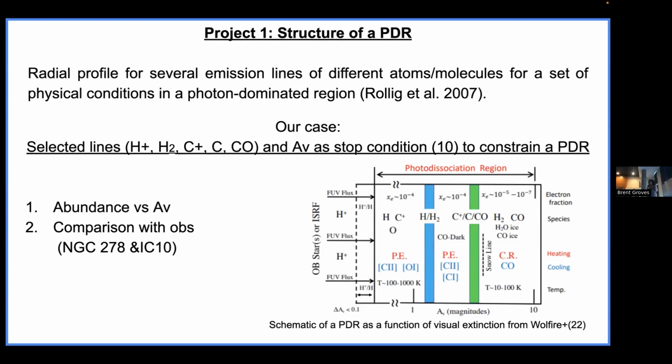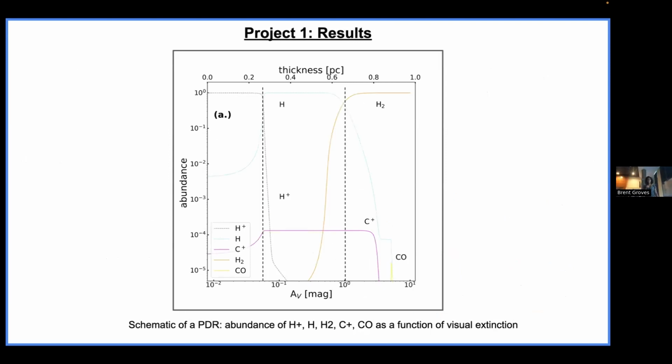Okay, this is the first project. Our task was to create a radial profile for several emission lines of atoms and molecules in a photodissociation region. And this is our result. Basically, we plotted the abundance of H plus, molecular hydrogen, C plus, and CO as a function of the visual extinction on the x-axis, and also of the thickness.